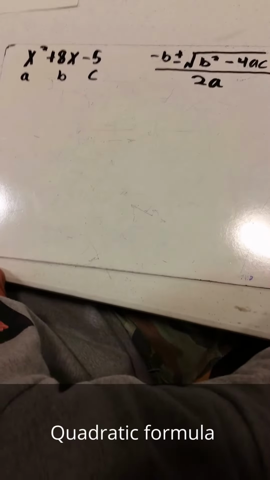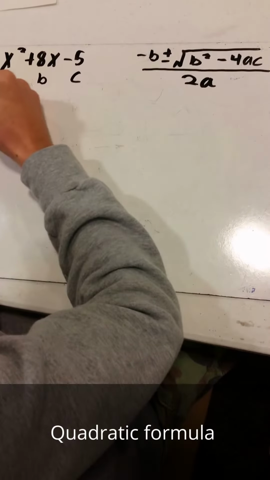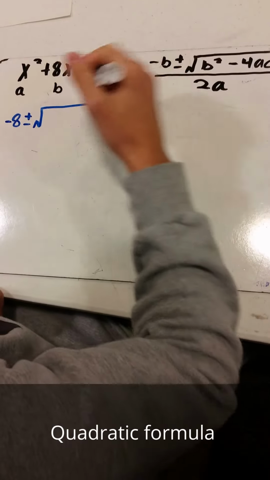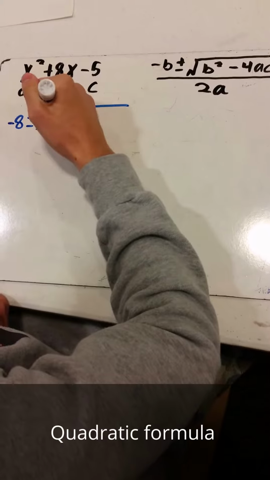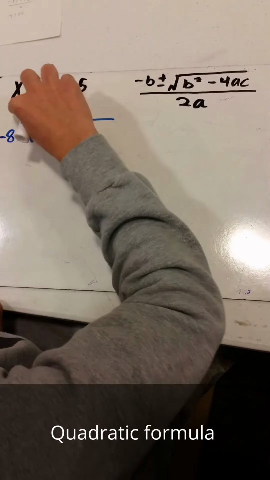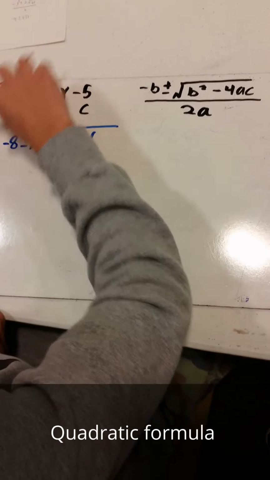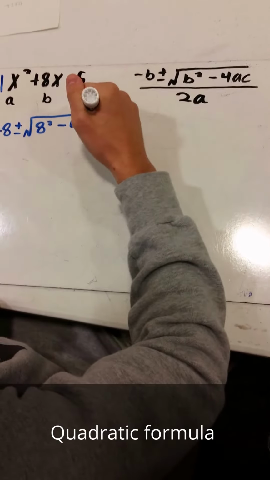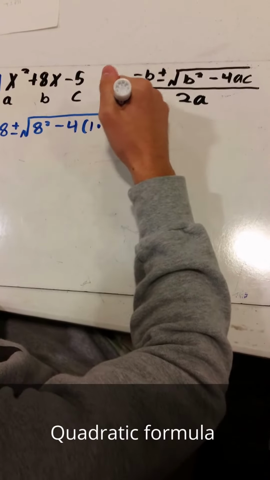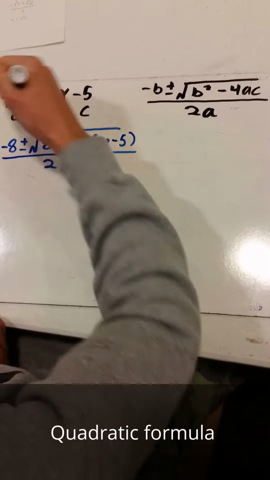So, if I were to write this, it would be negative b, so negative 8, plus or minus square root of b squared, so 8 squared, minus 4 times a, which is 1 because the coefficient in front of x squared is always 1 if there's no other number. So it'd be 1 times negative 5. Make sure you write the negative. And that's all over 2 times a, which is 1.